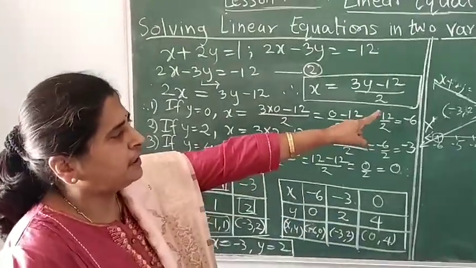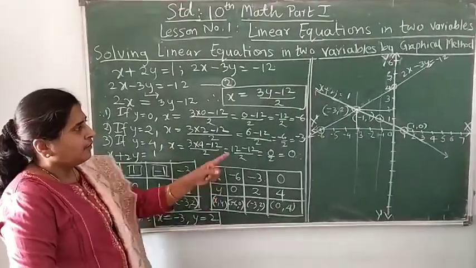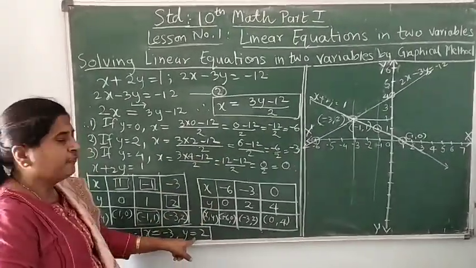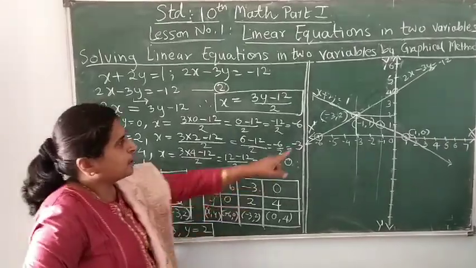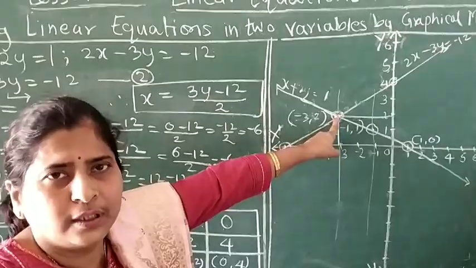So here we have got 2 lines such that they are intersecting each other, and we have got one and only one solution. The solution is nothing but the coordinates of the point of intersection of these 2 lines.